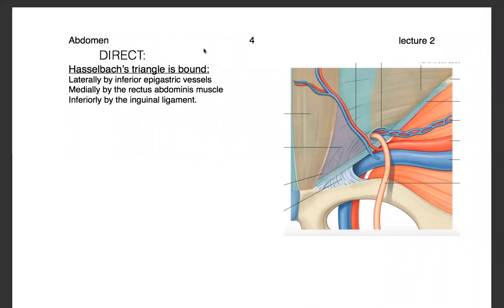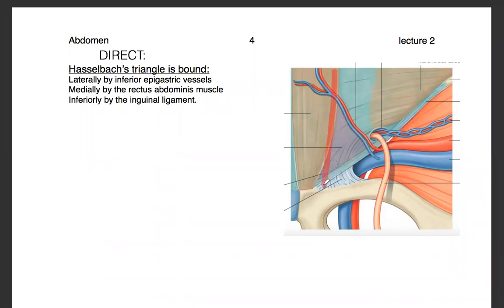Sometimes they would ask you to name the boundaries of Hesselbach's triangle. It's a triangle bound by three structures: the rectus muscle medially, the inguinal ligament inferiorly, and the inferior epigastric vessels laterally. So the triangle is in the middle.